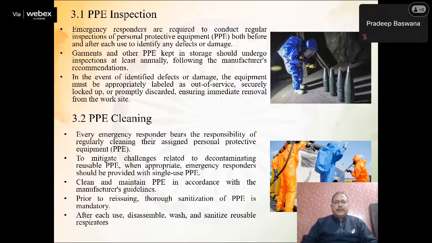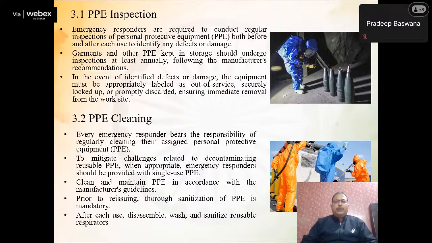To mitigate challenges related to decontaminating reusable PPE, when appropriate, emergency responders should be provided with single-use PPE, as I have already quoted. Clean and maintain PPE in accordance with the manufacturer's guidelines. We can correlate it to an MSDS. For example, the manufacturer knows each and everything about the chemical he has produced, and he clearly mentions the do's and don'ts. Similarly, in the case of PPE, the manufacturer knows which type of PPE has to be used and how we have to use it. So it is very much evident that we have to use it in accordance with the manufacturer's guidelines.